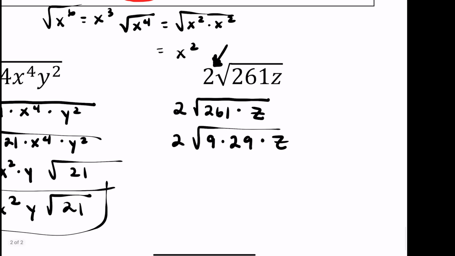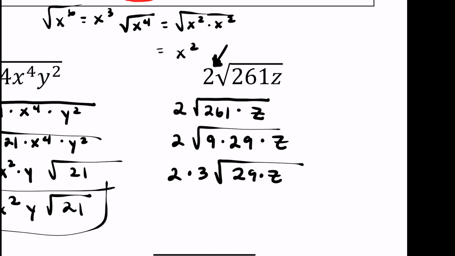Okay? All right. So 2 times the square root of 9, that is going to be 3. So 3 is going to come outside of the radical, times the square root of 29, which you can't take the square root of, so that's going to go under the radical. And then the z, taking the square root of z there, that is not a perfect square, so it's going to remain under the radical with the 29 there. So it's going to be 29 times z.